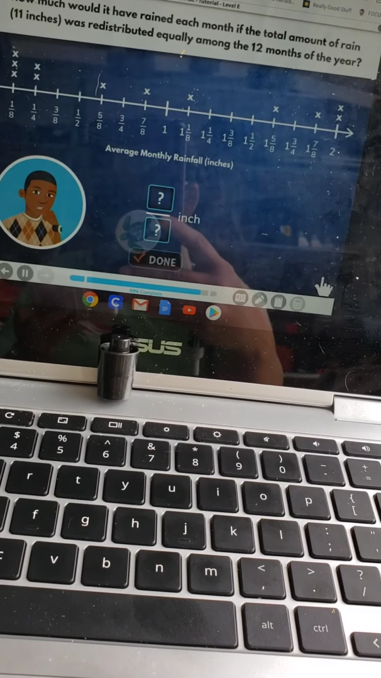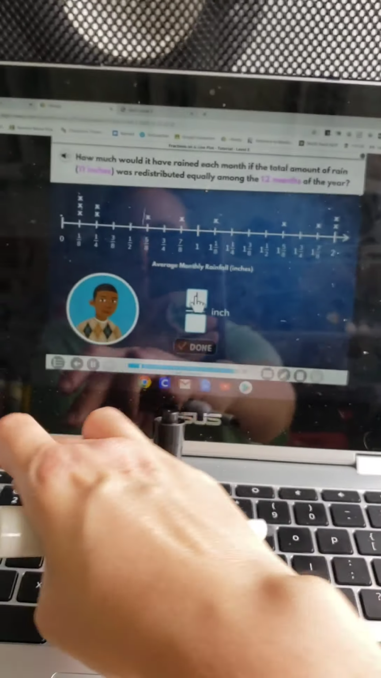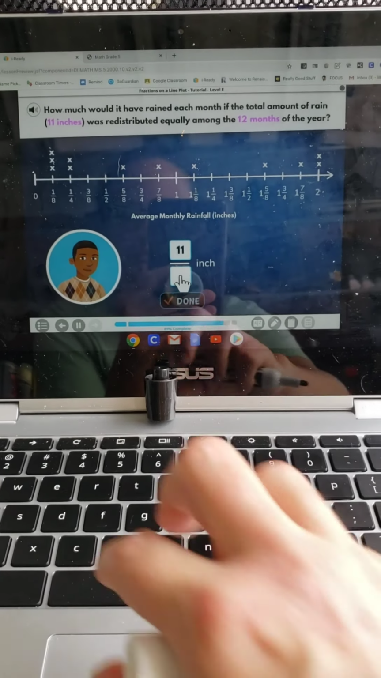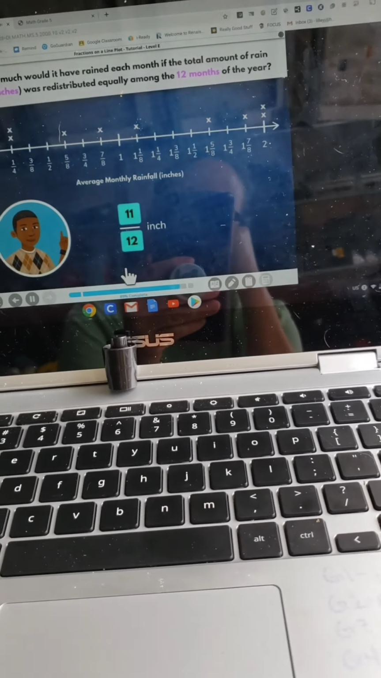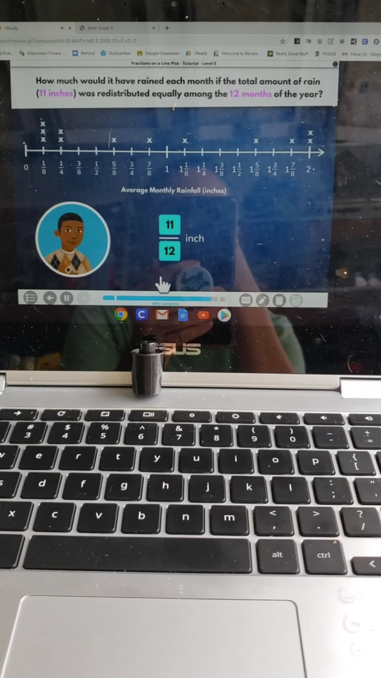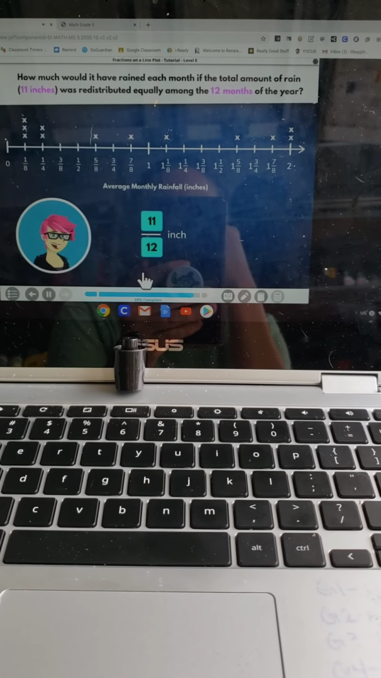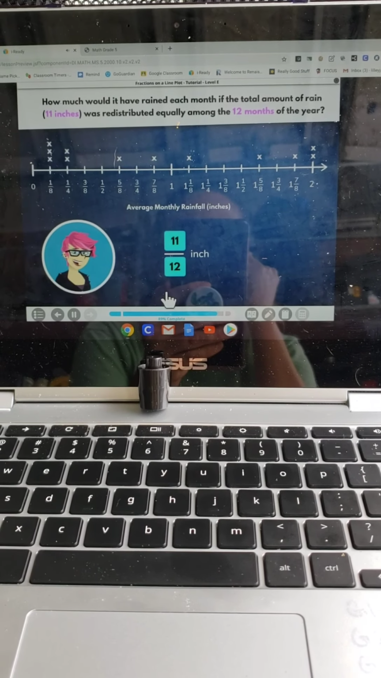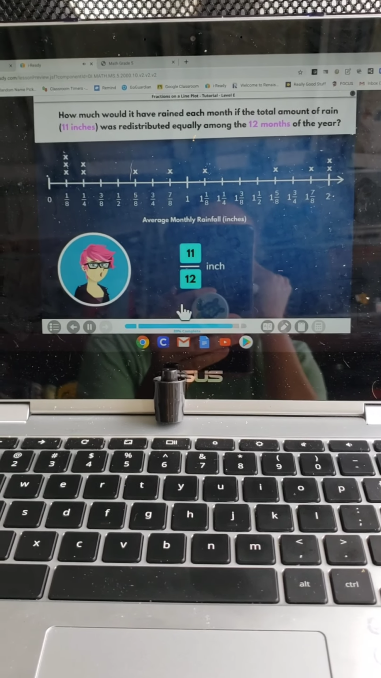How much would it have rained each month if the total amount... Okay, so we want to divide 11 inches into 12 months. Right on. 11 inches of rain divided by 12 months equals 11/12 of an inch of rain per month. Fancy factoid. That's just under 1 inch per month. That amount could come down in 1 or 2 good rainstorms. I'd hardly ever have a bad hair day.